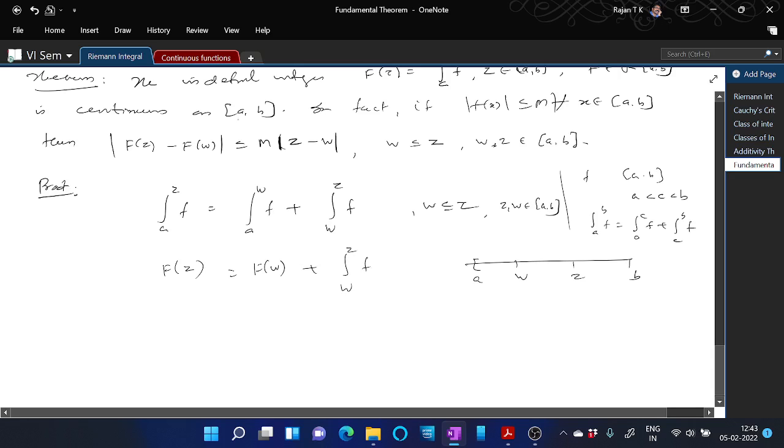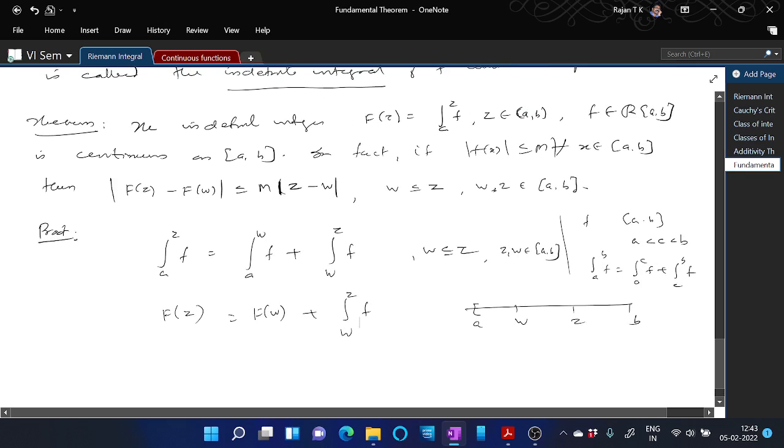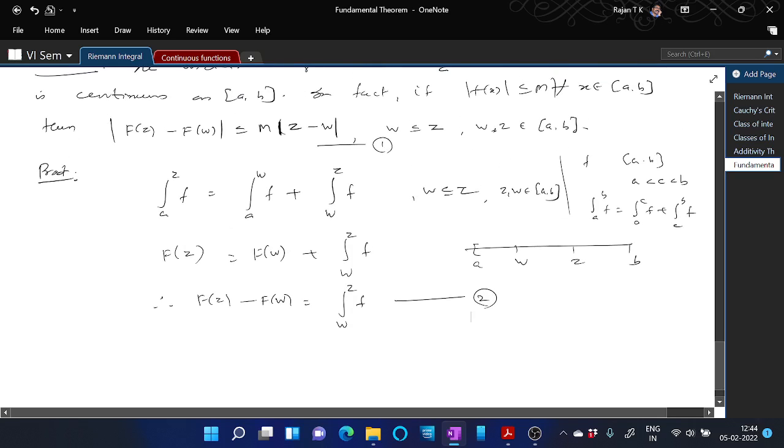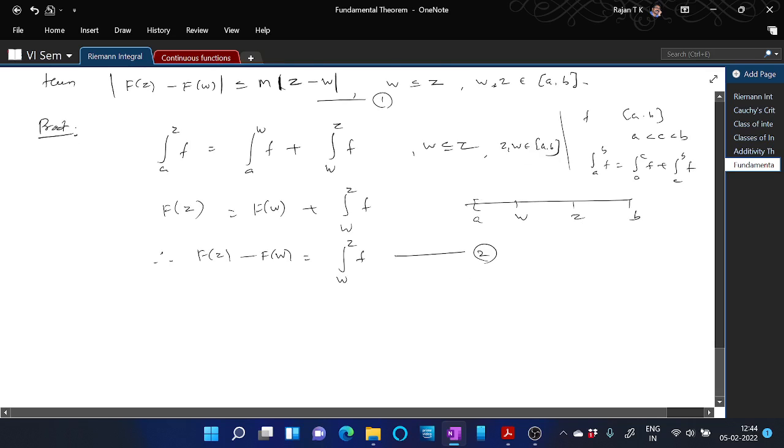By the definition of the indefinite integral, F of z is integral a to z f. So integral a to z f is F(z), integral a to w f is capital F(w), plus integral w to z f. Therefore F(z) minus F(w) is equal to integral w to z f. Let this be number 1 and this be number 2. We are going to prove 1. So we have got the result F(z) minus F(w) equal to integral w to z f.